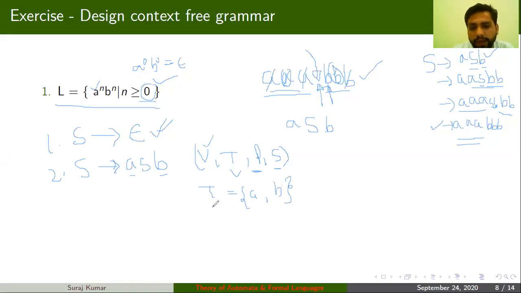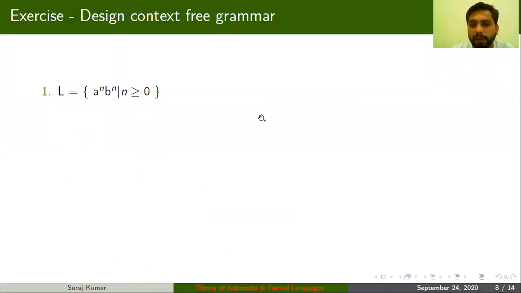Okay, so the variable set has only one variable, S, so you can write it like this. And in case of production, you can write these two productions within the set. The starting symbol is actually S here. So I think this is clear to everyone. So this is my grammar corresponding to this language.